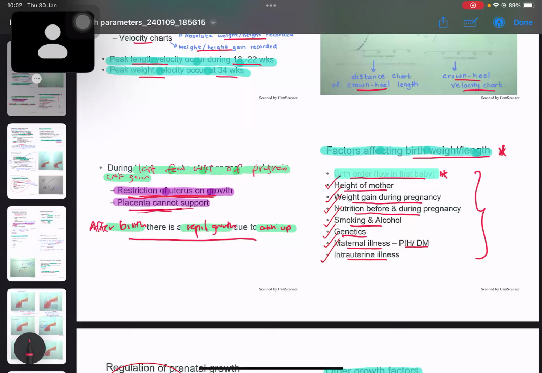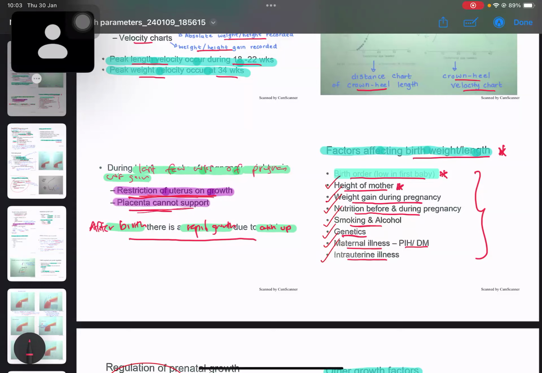The birth weight or birth length means the length or the weight at which the neonate is at birth. Okay, this depends on birth order. That means if it is the first baby, usually the first baby's birth weight and height will be lower than the consequent babies in birth order. That also depends. And the height of the mother.